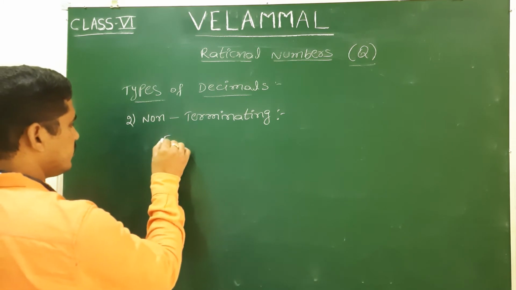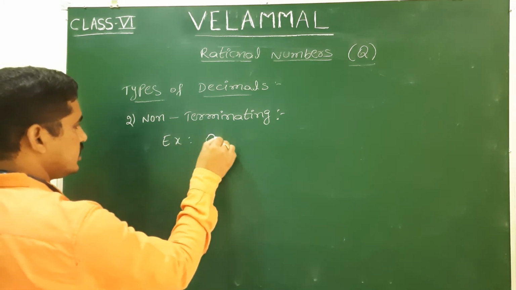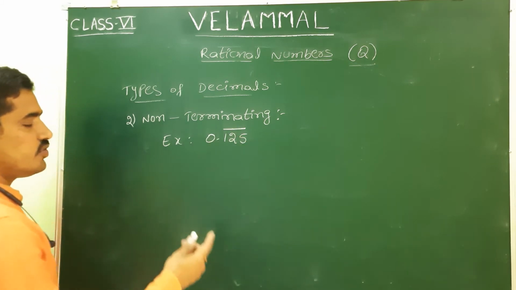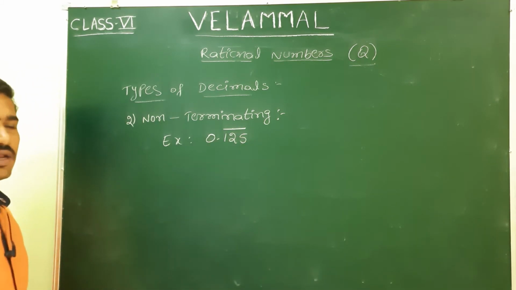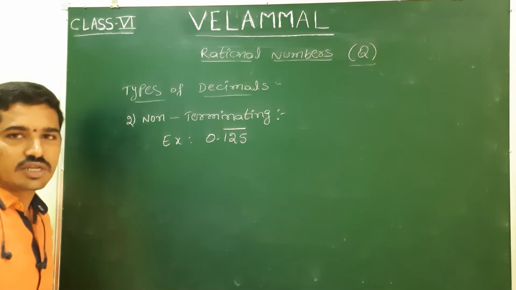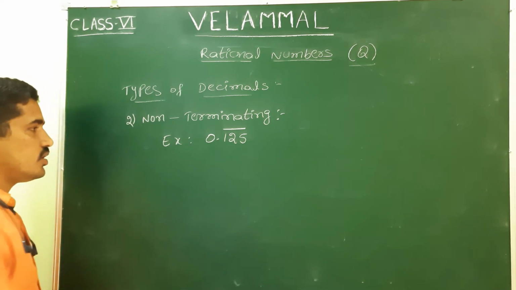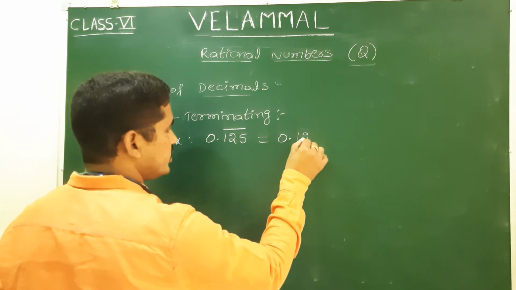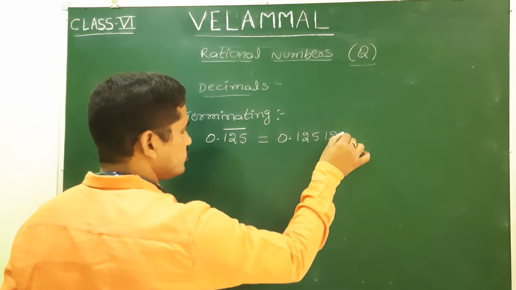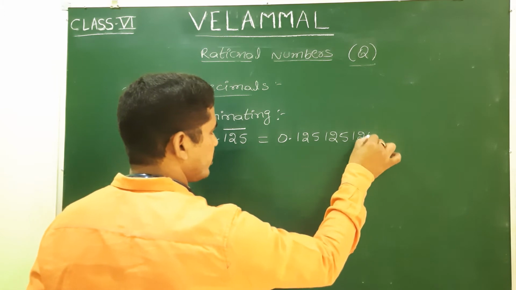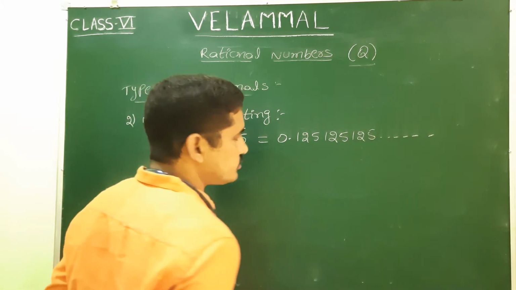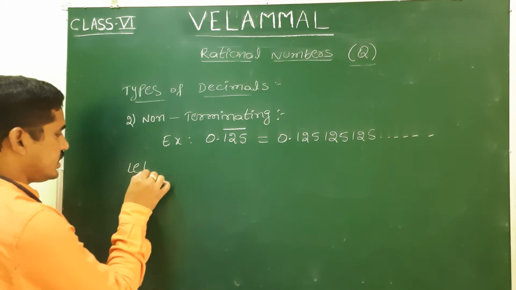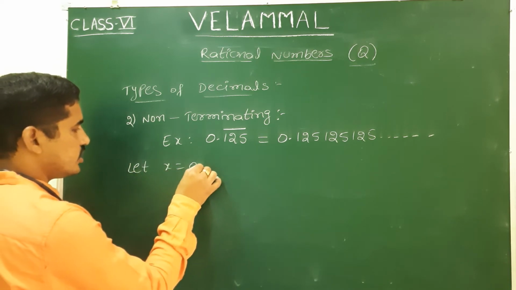See, for example, 0.125 we are taking. How we can convert this one as a recurring decimal or rational number form, we will write. So now 0.125 is nothing but 0.125, 125, 125 and so on. So now what I am taking is, let x be equal to the given number.